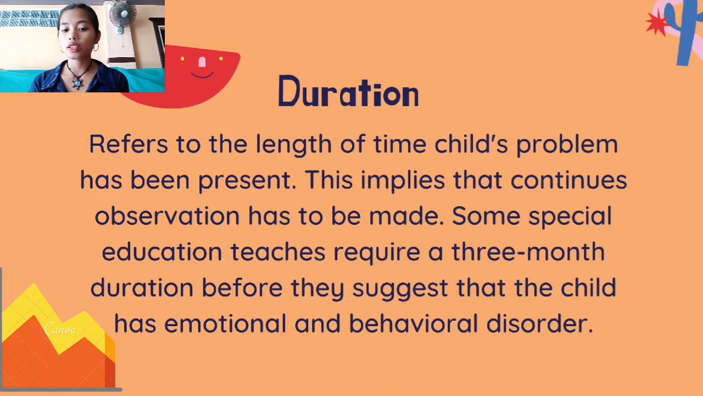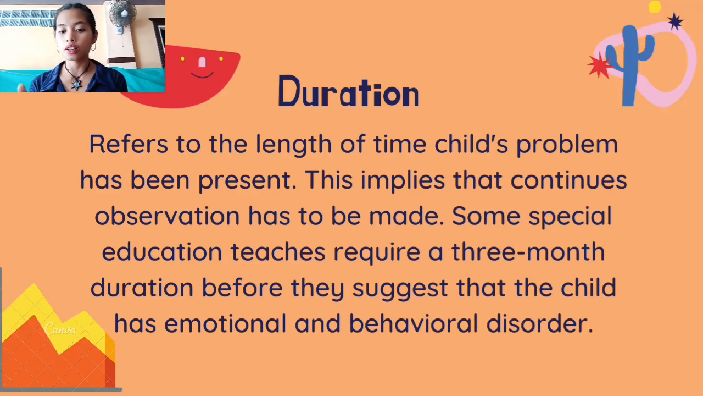And the last factor is duration. So what is duration? Duration refers to the length of time the child's problem has been present. This implies that continuous observation has to be made. Some special educators require a 3-month duration before they suggest that the child has an emotional or behavioral problem.